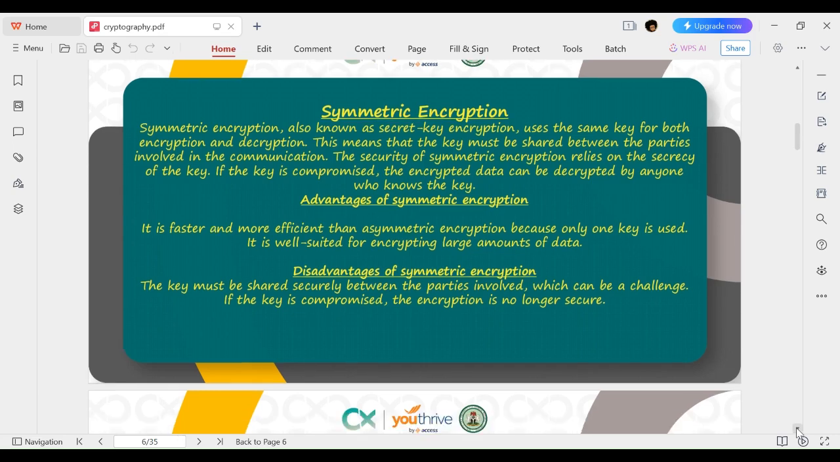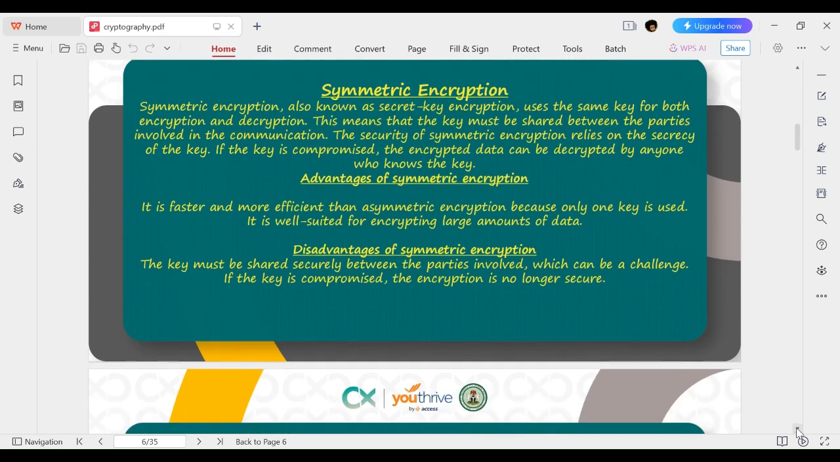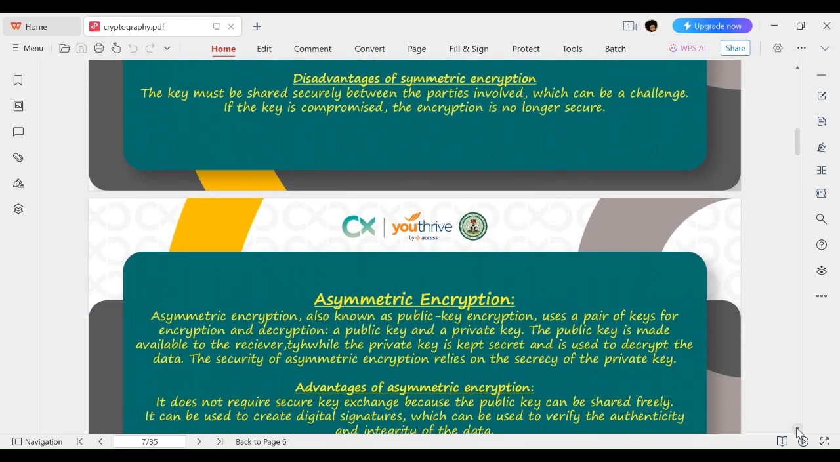What are the disadvantages? The key must be shared securely between the parties involved, which can be a challenge. If the key is compromised, the encryption is no longer secured.